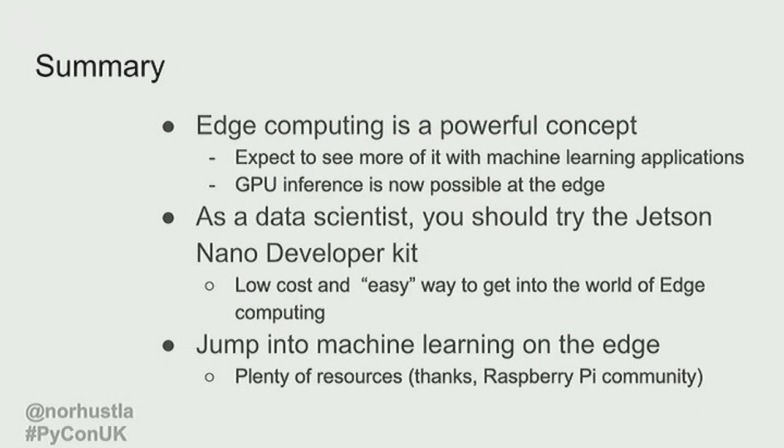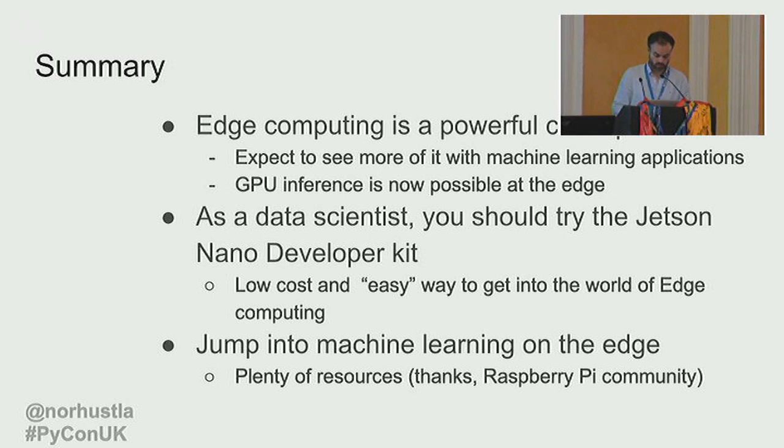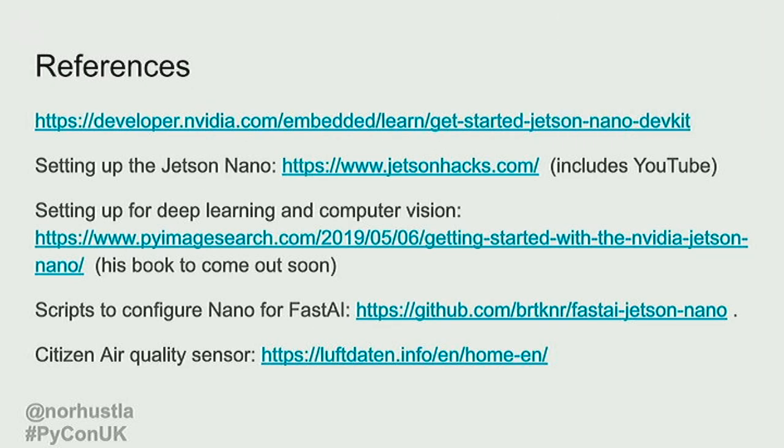So in summary, edge computing, powerful concept. Expect to see a lot more of this. GPU inference is now possible. One day, maybe we'll be able to train models at the edge as well. If you're a data scientist and you've been avoiding Raspberry Pis for now, then this could be the excuse to get into this kit-based stuff. If children can do it, then you can probably do it, I think. And there's plenty of resources, thanks to the Raspberry Pi community, that you can piggyback off and borrow. And here are some useful references if you want to jump into it. But that's it. Thank you very much.